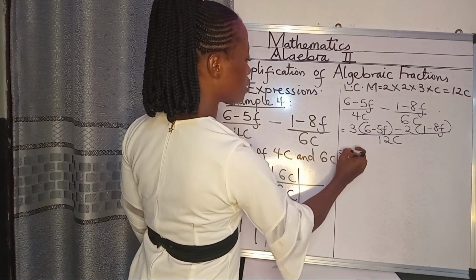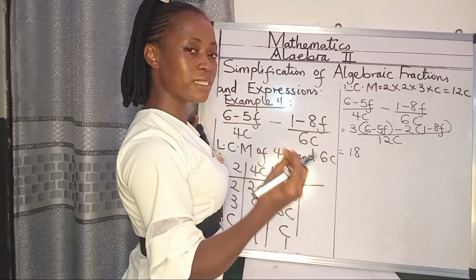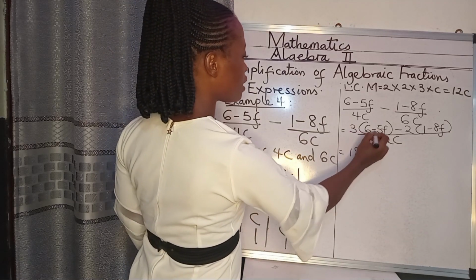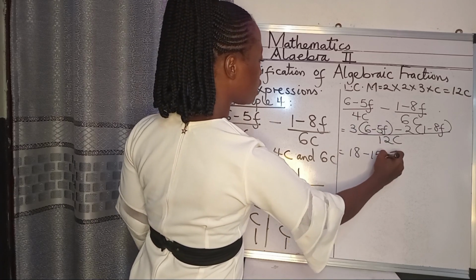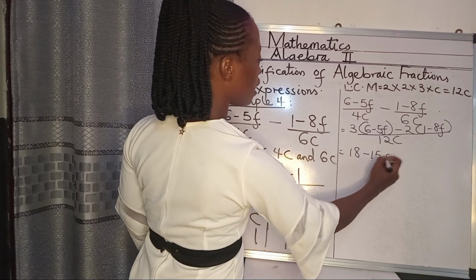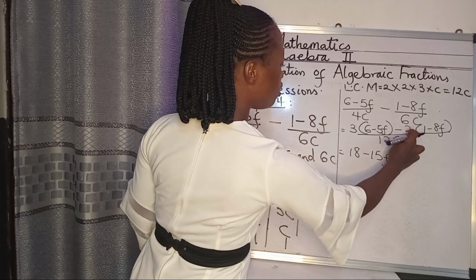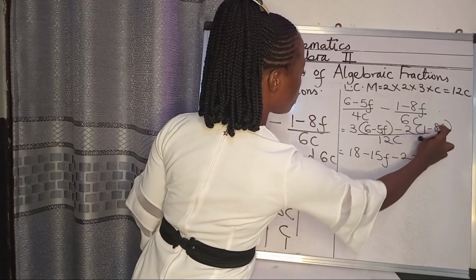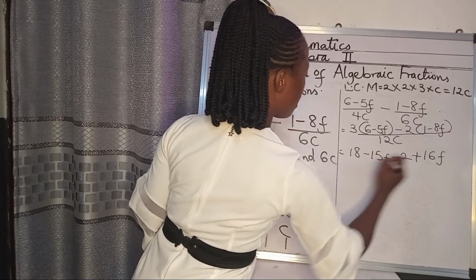3 times 6 is 18. You use what you have outside the bracket, multiply each of the items you have inside the bracket. So 3 times 6 is 18. 3 times minus 5f is minus 15f. Moving on, minus 2 times 1 is minus 2. Minus 2 times minus 8f. Minus times minus is plus. So 2 times 8 is 16. So minus 2 times minus 8f is 16f.